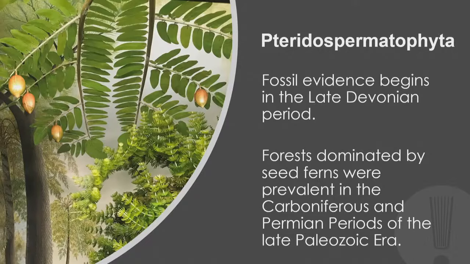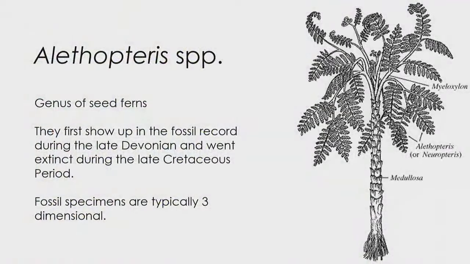Forests dominated by seed ferns are prevalent in the Carboniferous and Permian periods, the Permian following the Carboniferous of that late Paleozoic era. So one of those genera of seed ferns is Alethopteris. They first show up in the fossil record during the late Devonian and went extinct in the late Cretaceous period. Fossil specimens are typically three-dimensional, which is pretty cool.